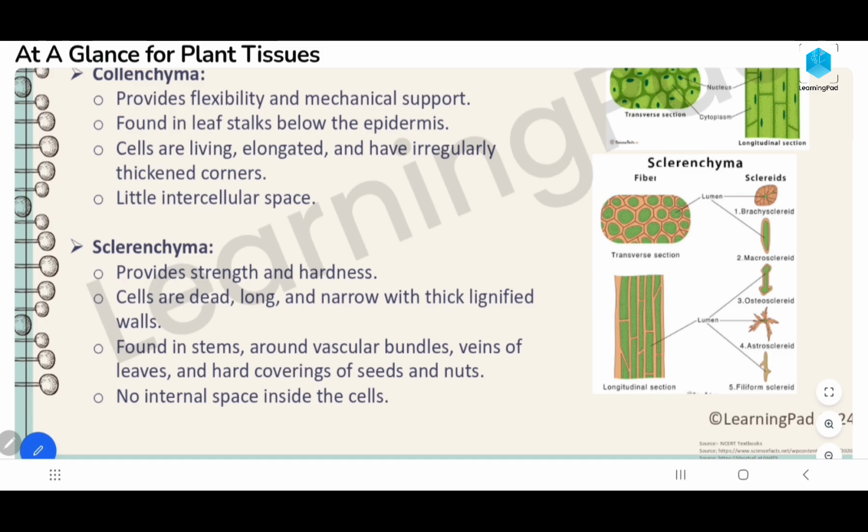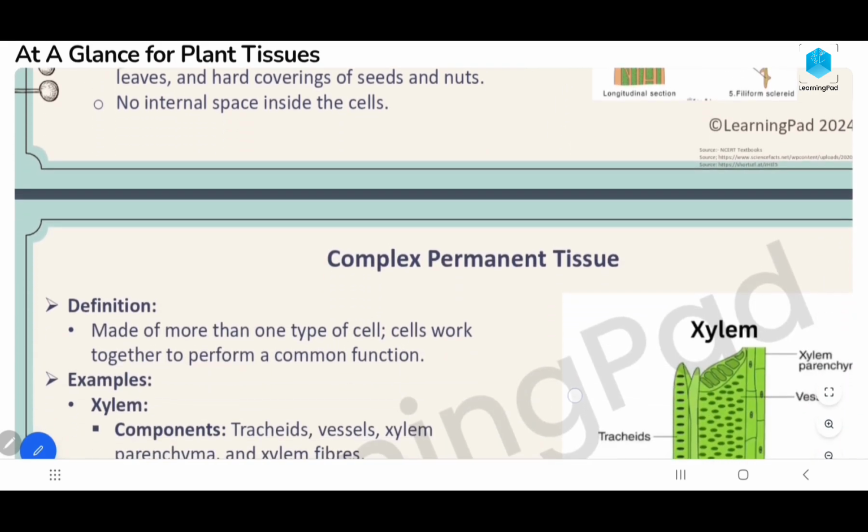Sclerenchyma cells, what is the purpose of sclerenchyma cells? Actually, sclerenchyma cells are dead cells, so they provide strength and hardness. They are long and narrow with thick lignified walls. Where are they found? They are found in stems, vascular bundles, in the veins of the leaves, and in the hard coverings of seeds and nuts. There is no intercellular space between the cells.